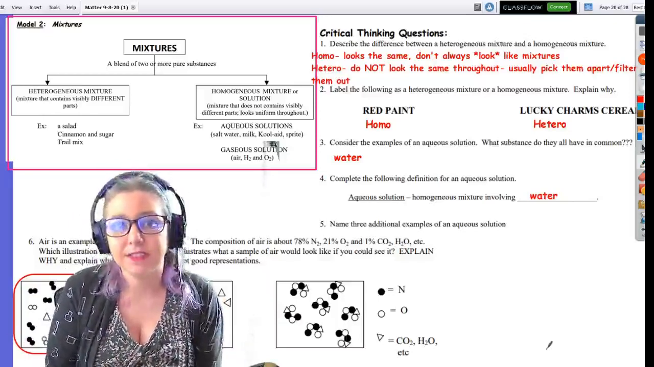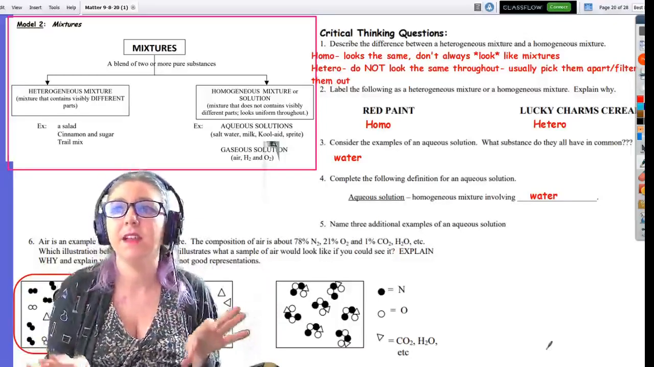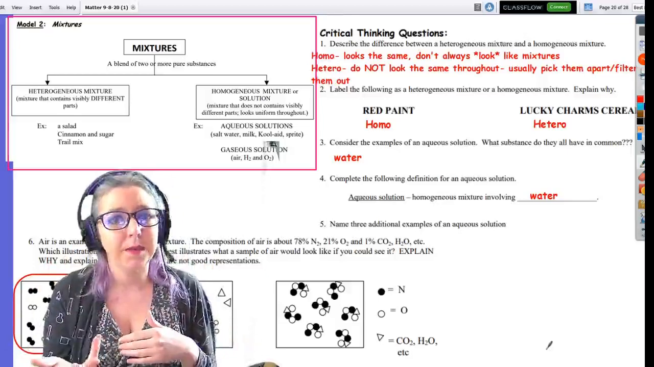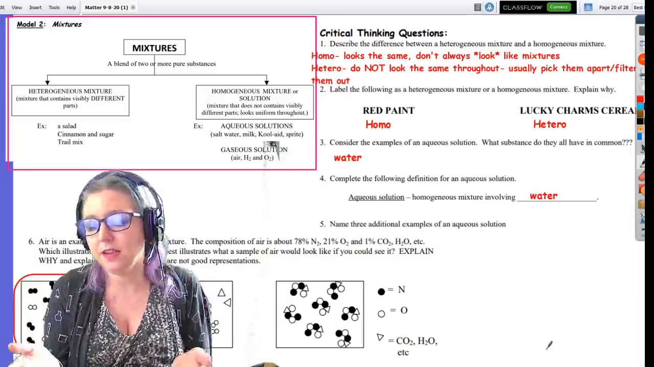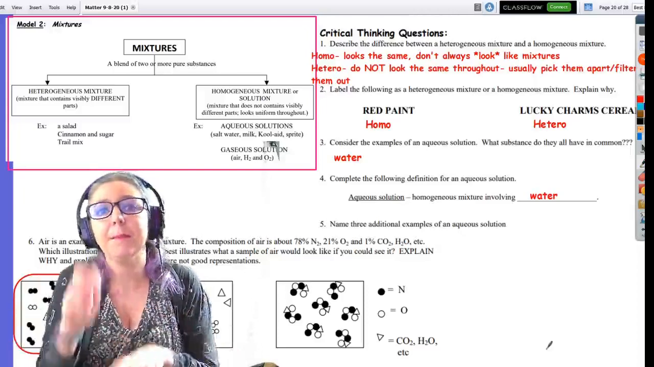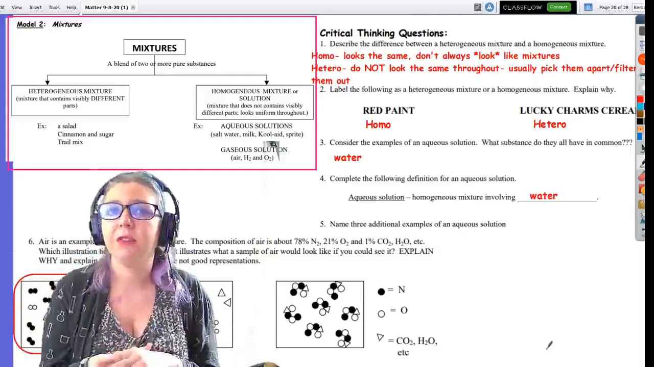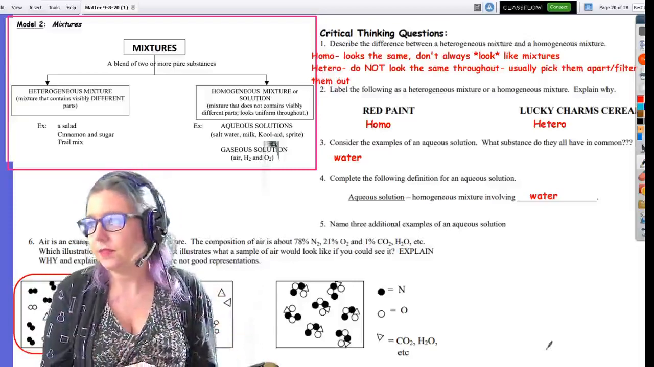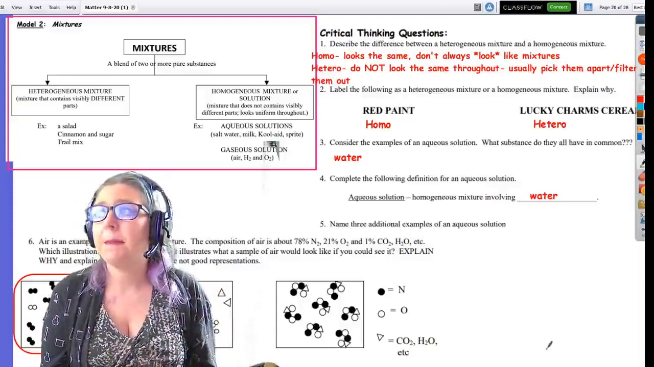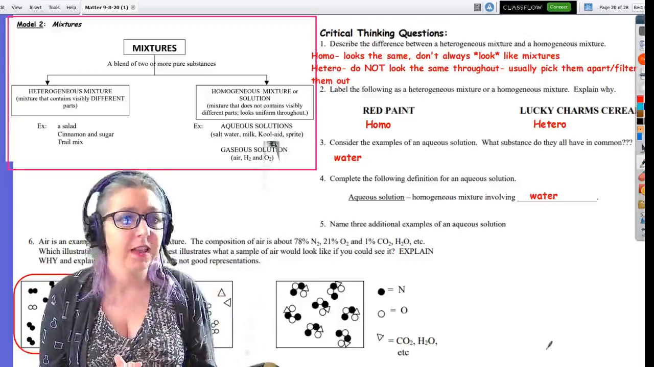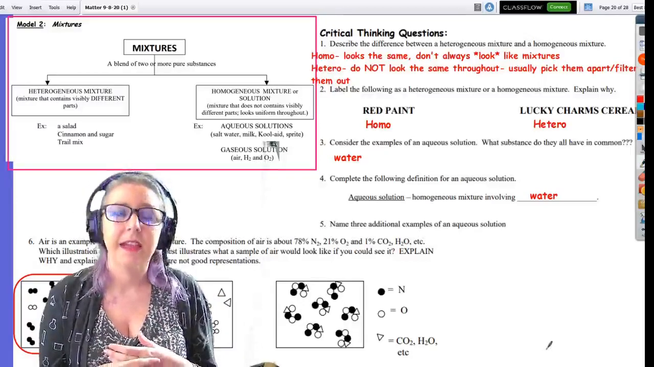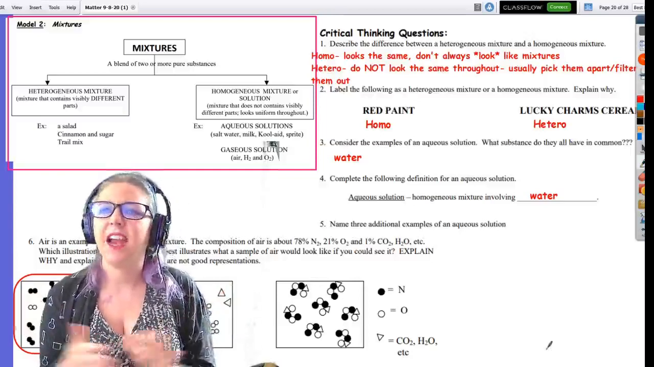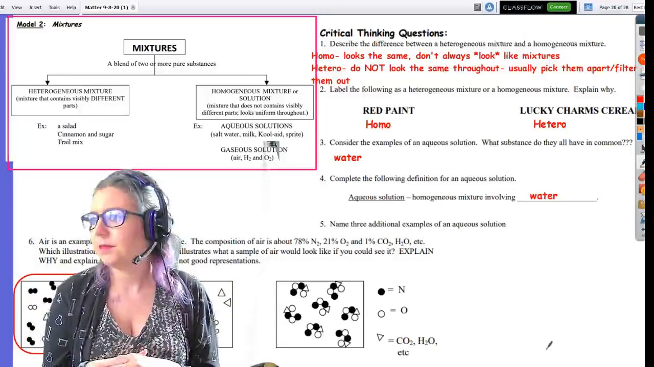Hetero does not look the same throughout. We can see the bits and pieces. So here it mentions a salad, cinnamon and sugar, trail mix. If I get a salad and it's got tomato and I don't want tomato on my salad, I can pick the tomatoes off. If I've got trail mix but I really don't like peanuts, I can eat around the peanuts. So I can usually pick apart heterogeneous mixtures and filter them pretty easily. It's kind of hard to filter salt water by itself. It's possible, but it's kind of hard to do that very easily.